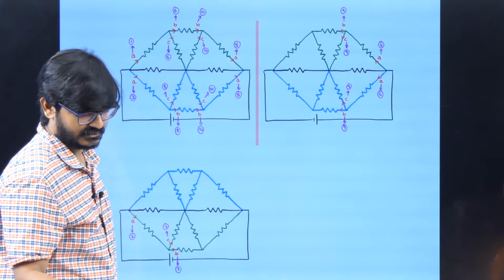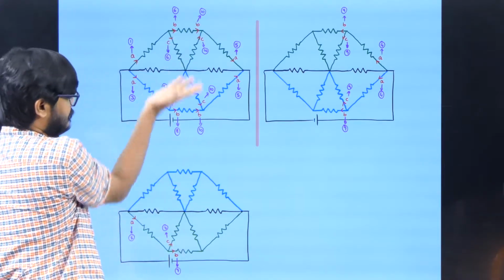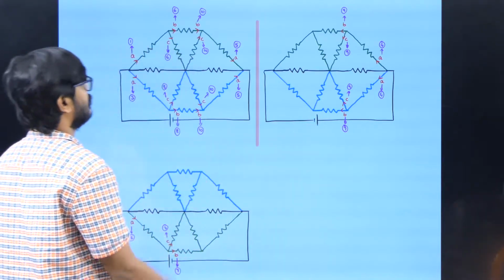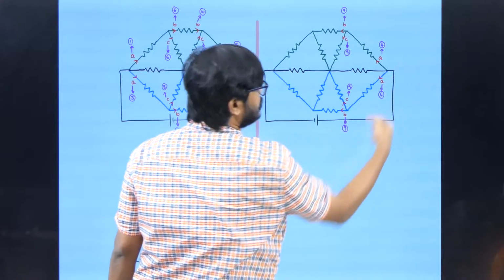So again I will be drawing the three figures. What are the three figures? If I rotate this by 180 degrees, I will be getting this figure. If I invert the battery, I will be getting this figure, right? So if I look from this side or if I look from this side, both must look same.